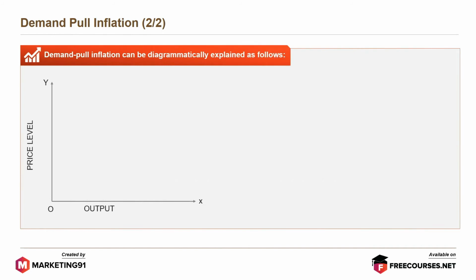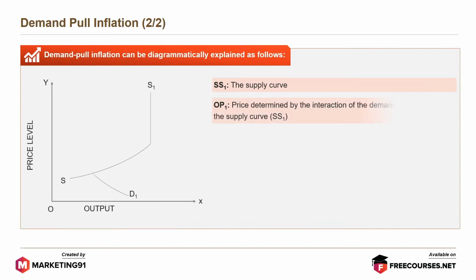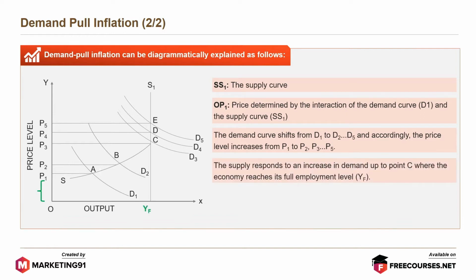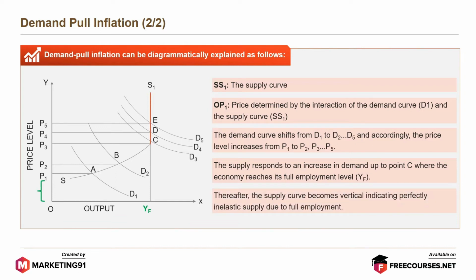Demand pull inflation can be diagrammatically explained as follows. SS1 is the supply curve. OP1 is the price determined by the interaction of the demand curve D1 and the supply curve SS1. The demand curve shifts from D1 to D2 up to D5, and accordingly the price level increases from P1 to P2, P3 up to P5. The supply responds to an increase in demand up to point C where the economy reaches its full employment level or YF. Thereafter, the supply curve becomes vertical, indicating perfectly inelastic supply due to full employment.